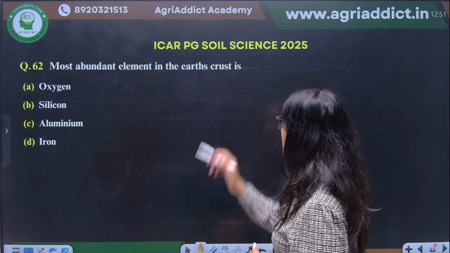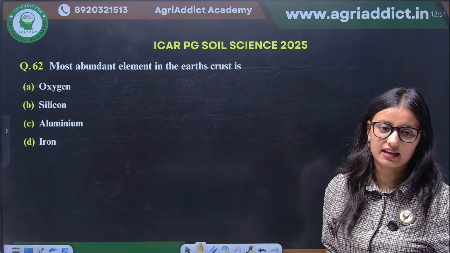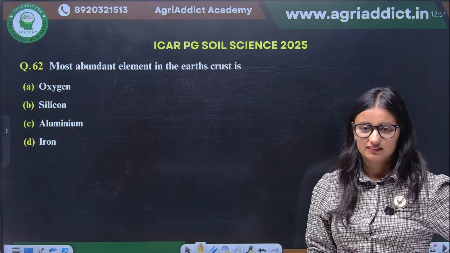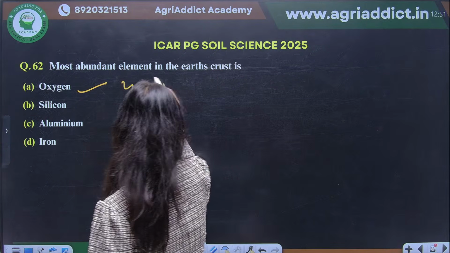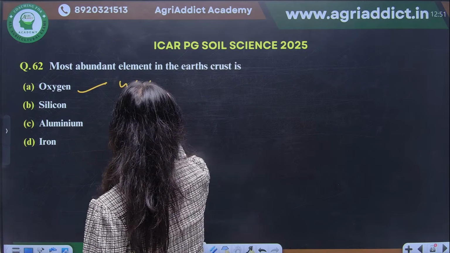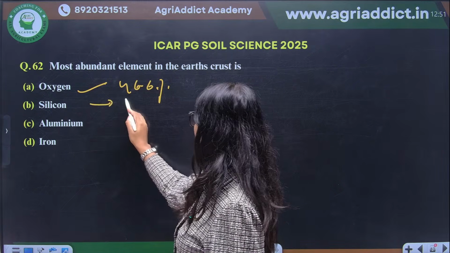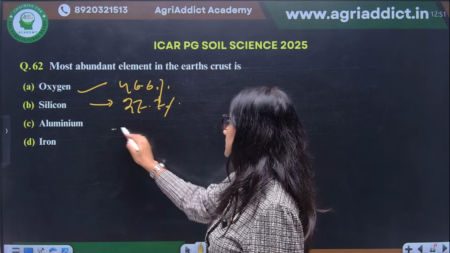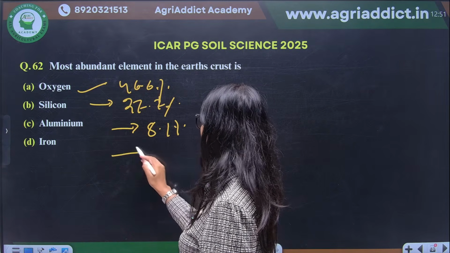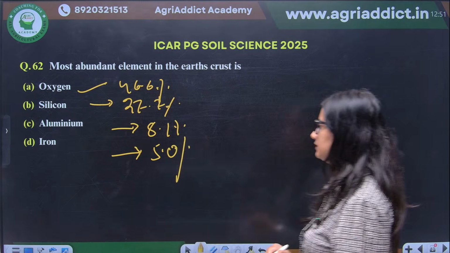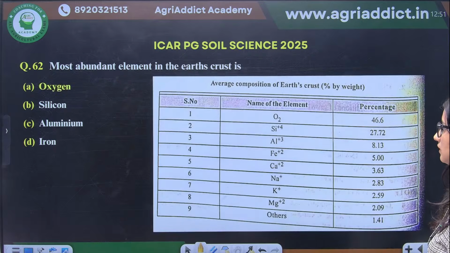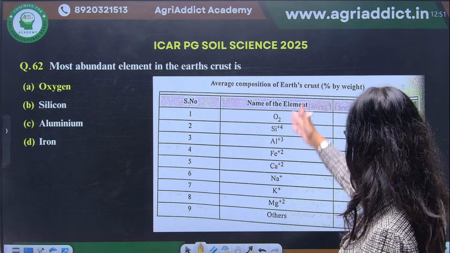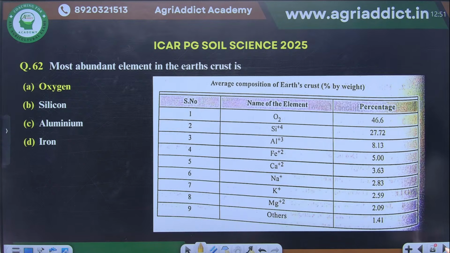Most abundant element in the earth crust. ये repeat हुआ है second time. Same question. A, very good, oxygen, and we have discussed what is the percentage. This is 46.6. What about silicon? This is 27.7%. What about aluminium? 8.1%. Iron is 5%. Clear? So I have written here also list of name of element and their percentages. You can go through this also.